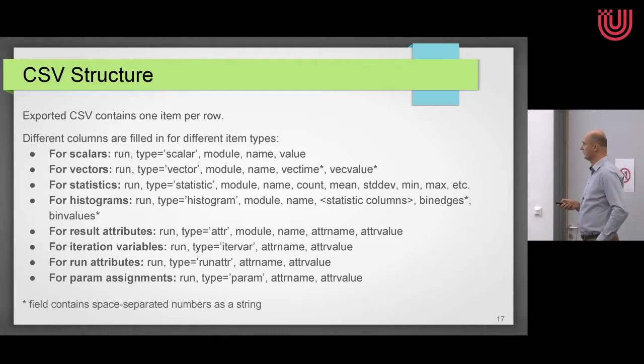For example, for the scalar, we have the run, the type, the name of the module which has recorded the scalar, the name of the statistic, plus the value. And if we have a statistic, then of course a module name, and there are statistical summary fields like count, mean, standard deviation, that kind of thing. And for vectors, the two columns are the vector time and the vector value, which are space-separated numbers. So we will read this into a long string. In pandas, we have to split it up into a vector of floating point numbers.